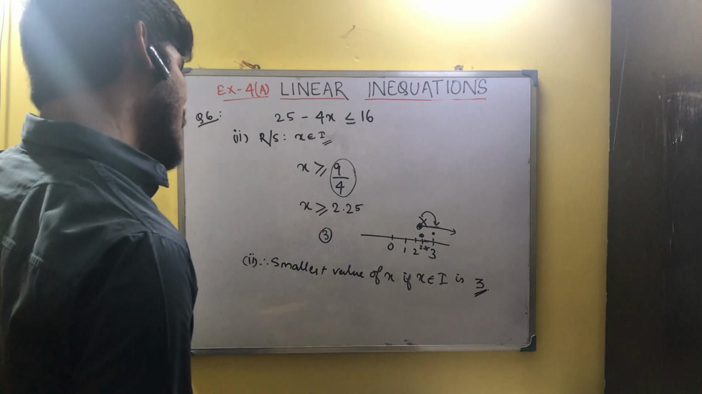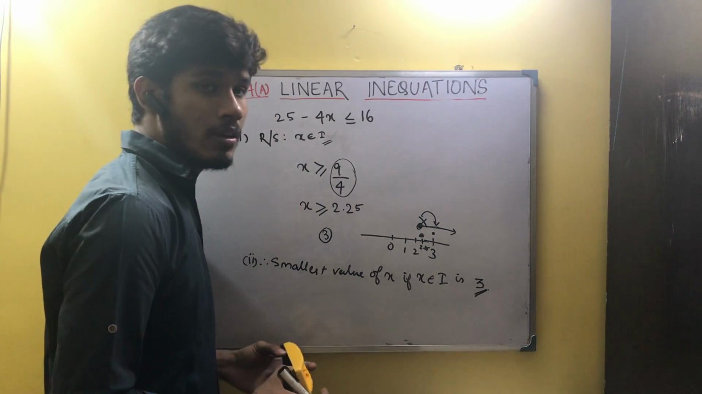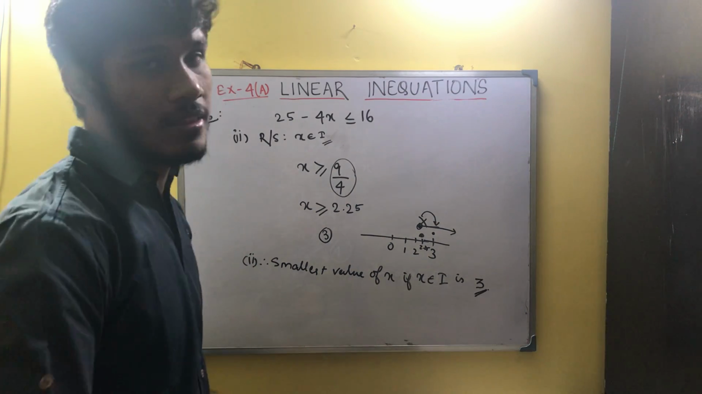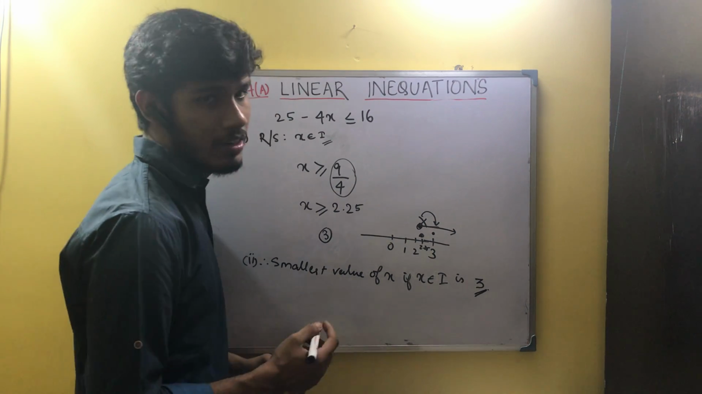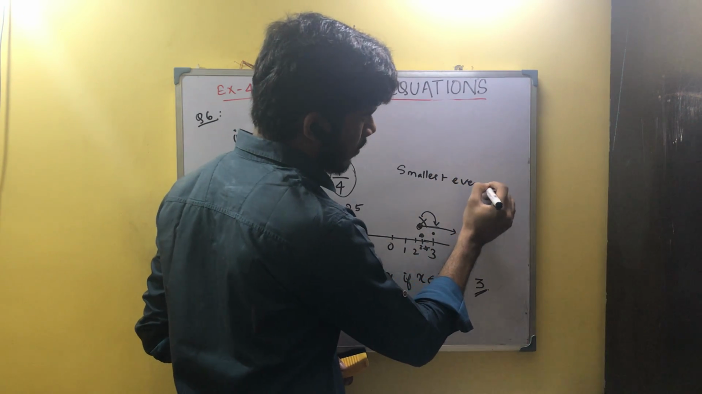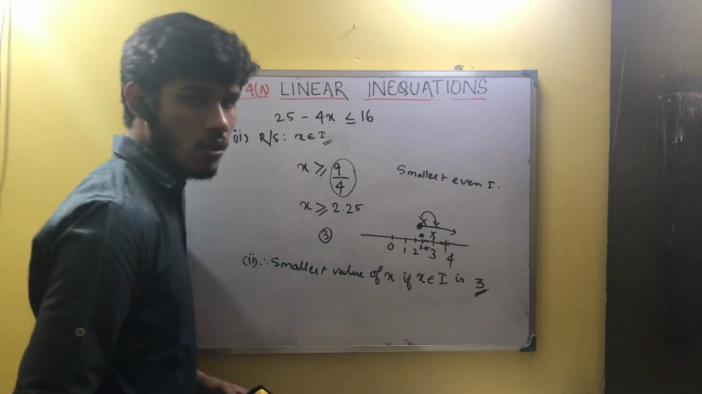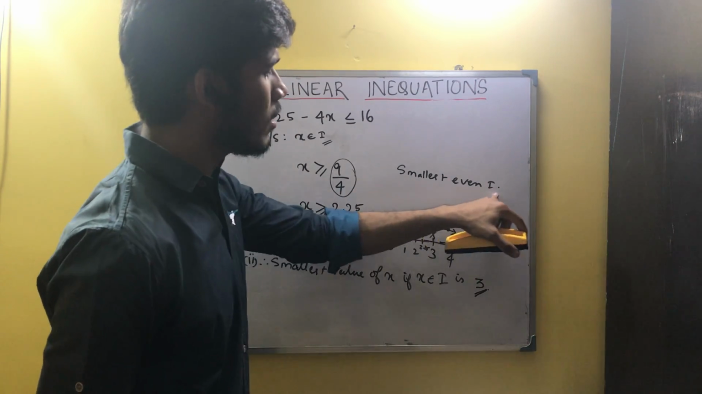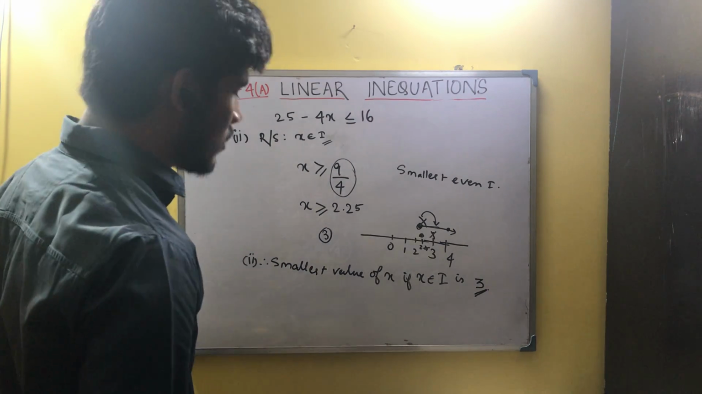Now suppose it had been asked, find the smallest even integer possible for x, then what would have been the answer? Smallest even integer. You can see that 3 is not an even integer, so obviously you cannot take 3. Now 4 would have been the answer for the question of the smallest even integer. So this is how we solve this.